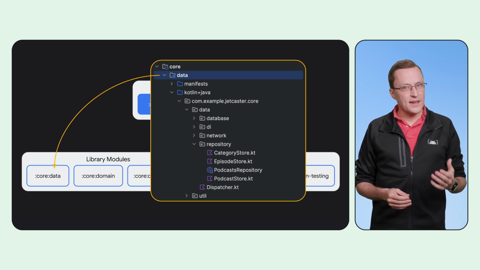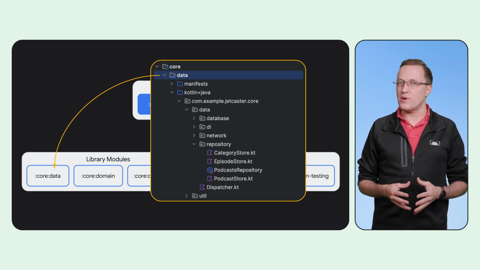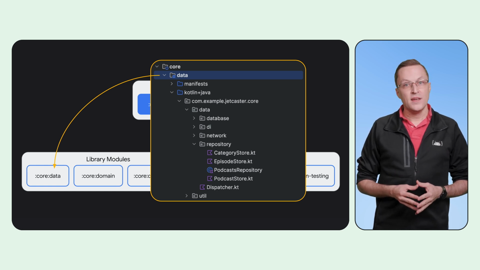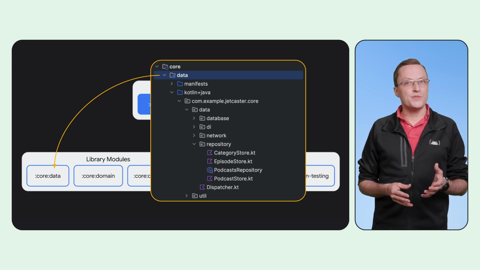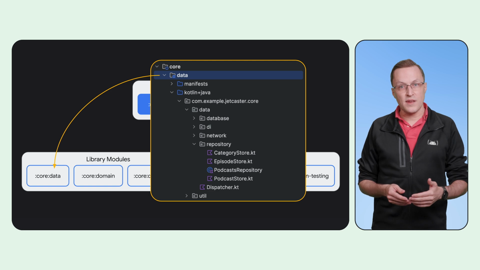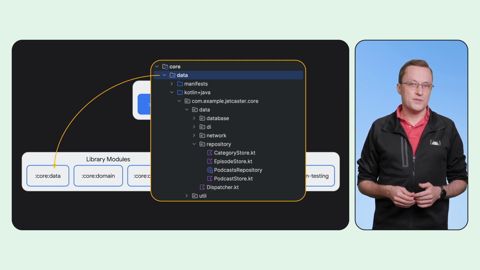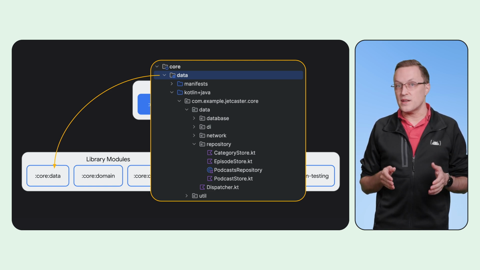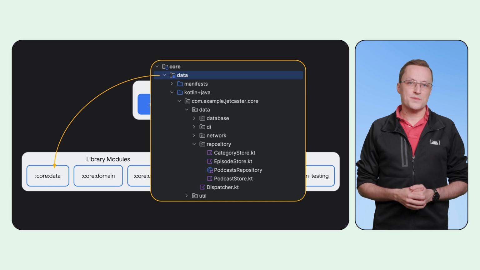In Jetcaster, our data layer already has a repository for fetching podcasts with various data stores. The podcast repository uses a coroutine to download its data asynchronously, collecting the podcast details, list of episodes, and which categories it belongs to. This is all written to a Room database that is defined by the respective stores.